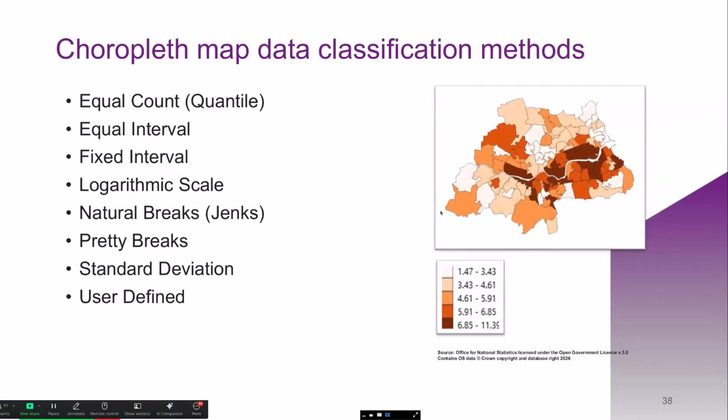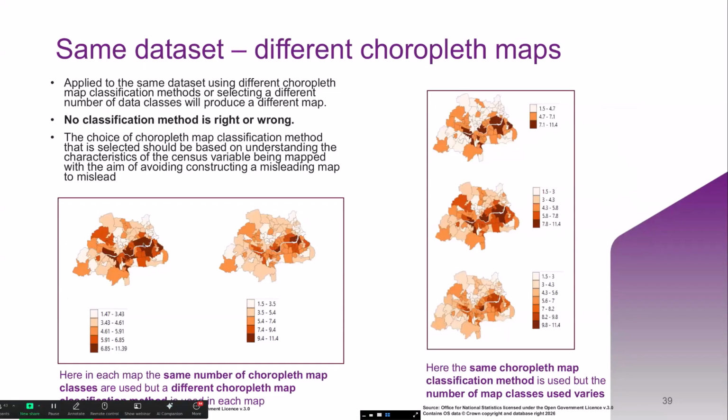And as I say, there are different types of choropleth map classification methods. So that was an equal interval one, and there's a whole range. I'm not going to go into details of each one, but it's just a case of looking at your data, understanding your underlying data, and then trying out the different classification methods. The point is, if you have the same data set, depending on which classification method you pick, you can create a different choropleth map.